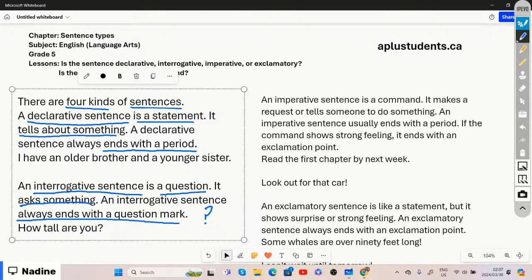It's like if you ask a question: how tall are you? Or how old are you? What grade are you? What is your name? What school do you attend? Those are questions you can ask, any question, and it will end with a question mark.